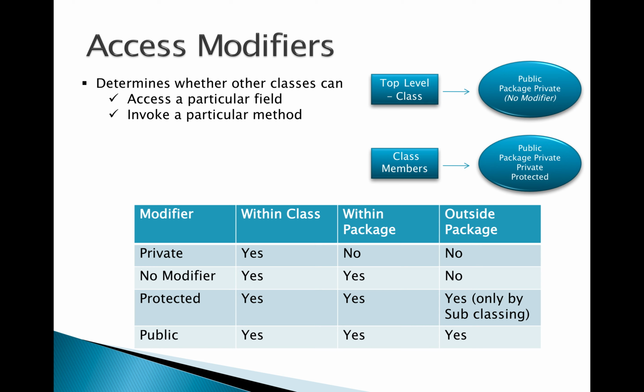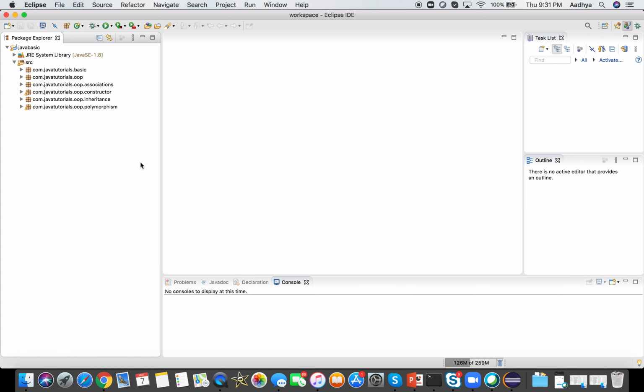Finally, public gets access for everything. You can access within the class, within the package, and outside the package. So let's move on to writing some programs with Eclipse so that we understand this concept very clearly.